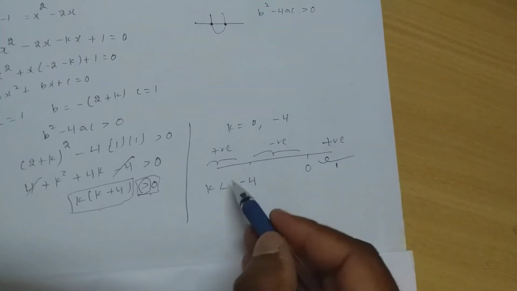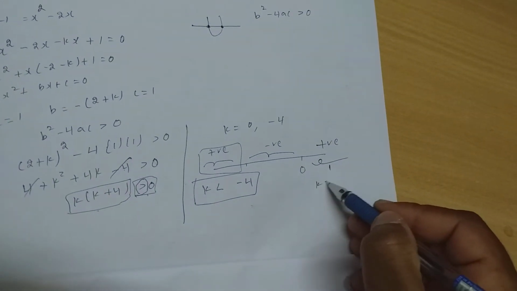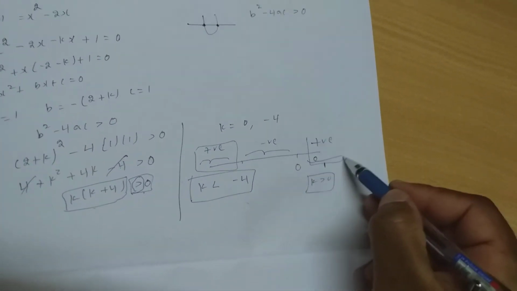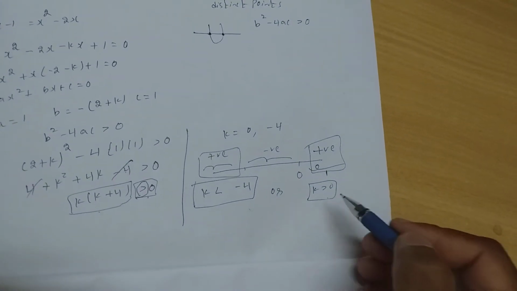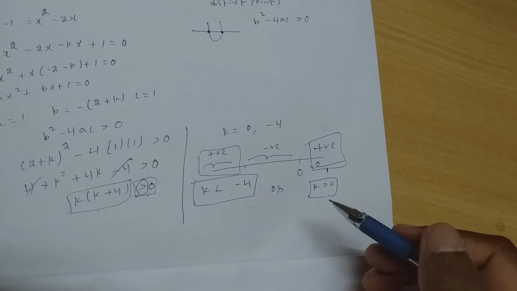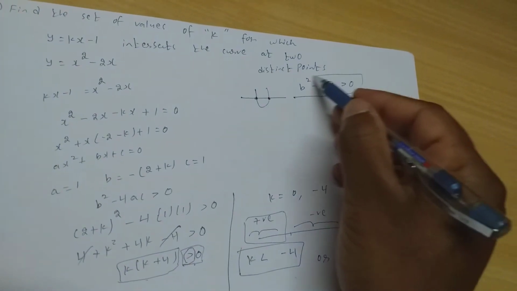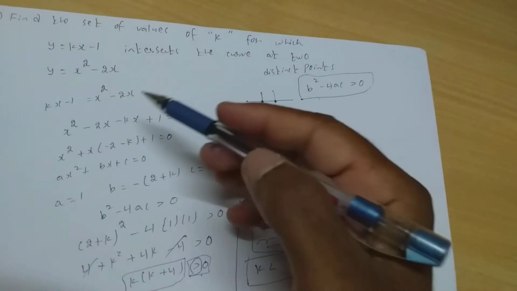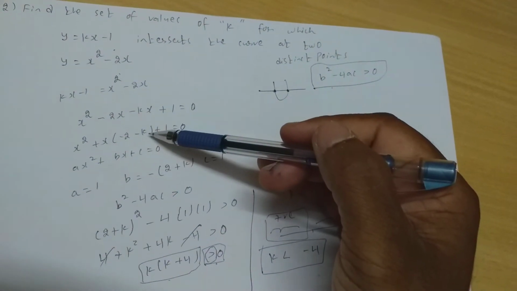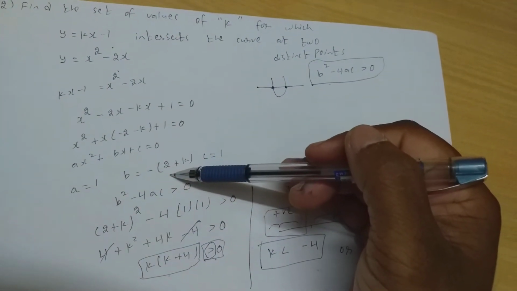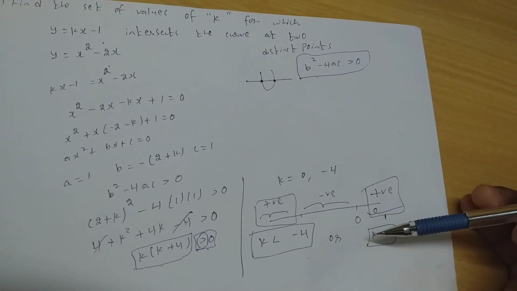So k can either be less than minus 4, this part, or it can be greater than 0, this part. So k less than minus 4 or k greater than 0 are the possible values for k. Are we clear? This condition is playing the important role. Equating the y values in both line and the curve, getting a quadratic equation, writing a, b, c, then using the condition, and finally, if an inequality is there, number line.